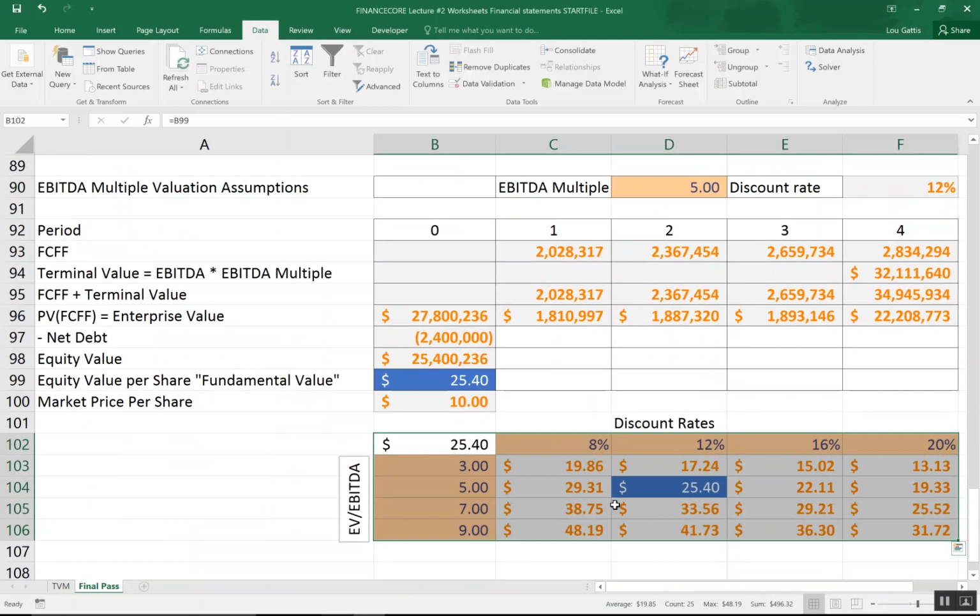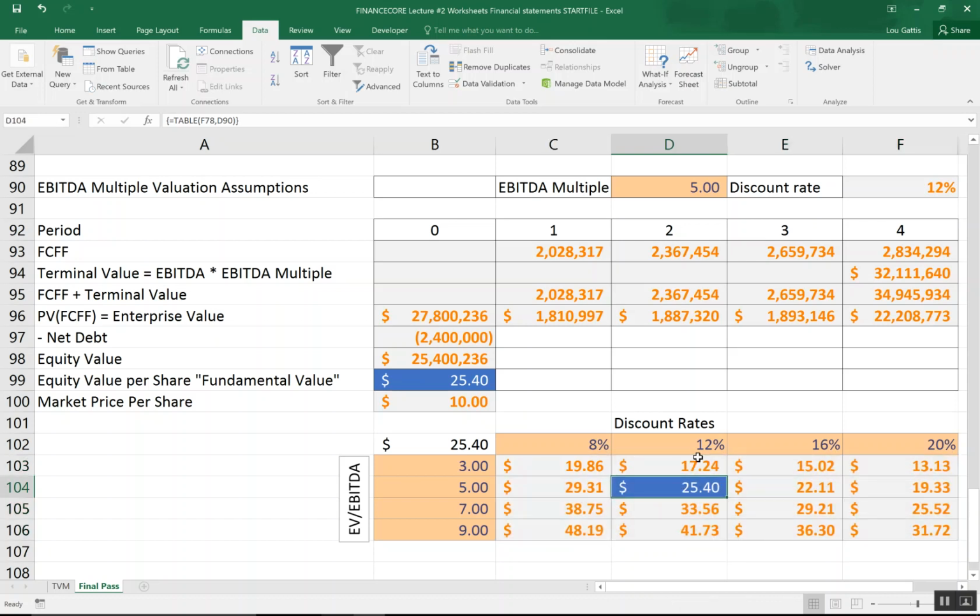I'll hit OK. And notice I now have created 4 by 4, 16 possible valuations. Here's our base case valuation when we think the discount rate is 12%, and we think the EBITDA multiple is 5. And then we can get a sensitivity analysis. These are all equity valuations. So if I plugged in 8% and 3 as an EBITDA multiple, I would have a valuation of 1986. So this is how you'd use a data table to do a sensitivity analysis.